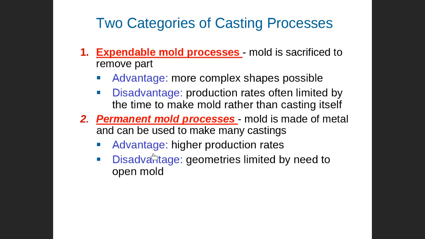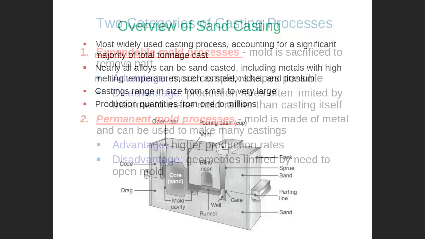The permanent mold is the opposite. Its advantage is a higher production rate. Why? Because you manufacture the mold only once and use it several times for mass production, so the cycle time is short compared with the expendable mold. The disadvantage of the permanent mold is that geometry is limited compared with the expendable mold process. This is the big difference between the two.